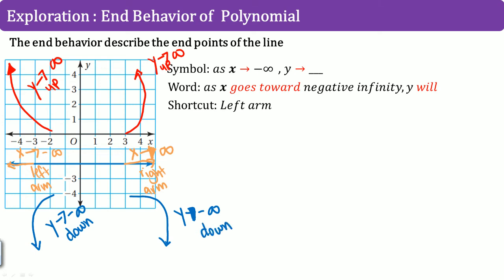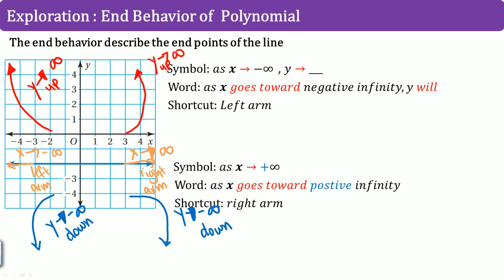Let me just make sure you got that these are arrows. So these are your possibilities. The y can either go positive, which means it goes up, or y can go negative, which means down. So there are two ways to look at this. Either x is going toward the left arm, where x goes to negative infinity, or x is going to positive infinity, which is the right arm.